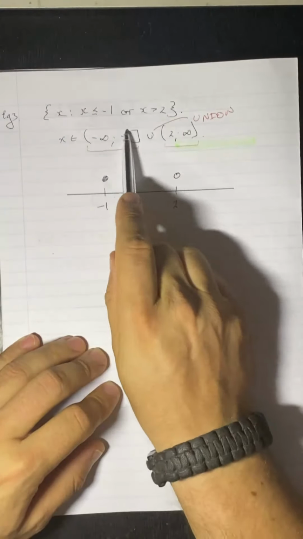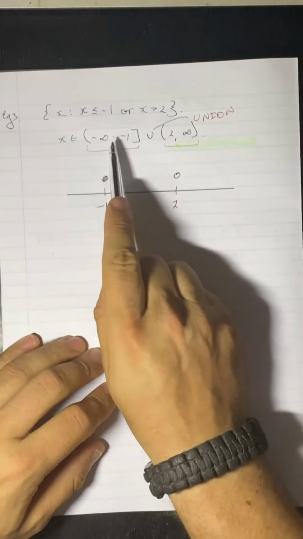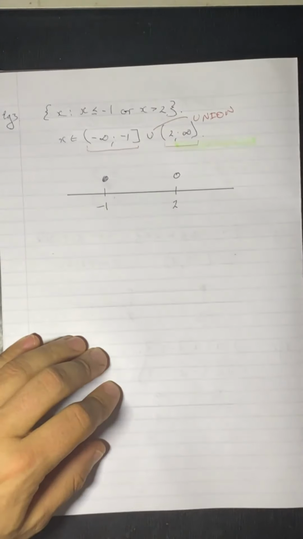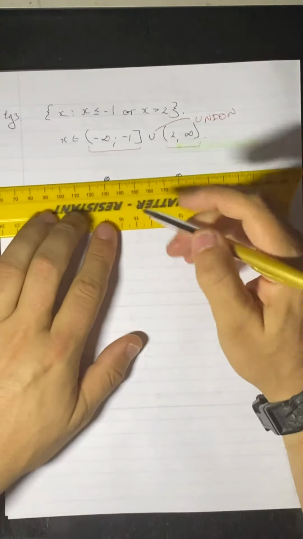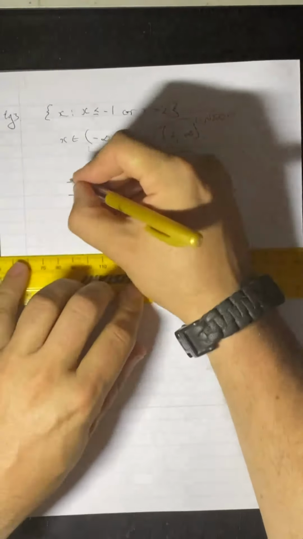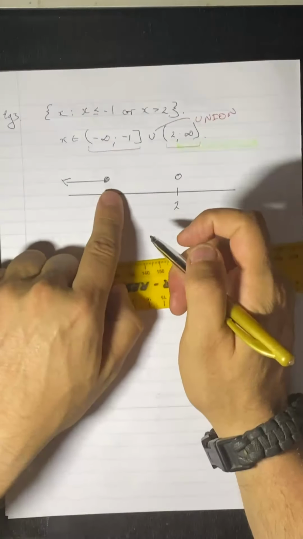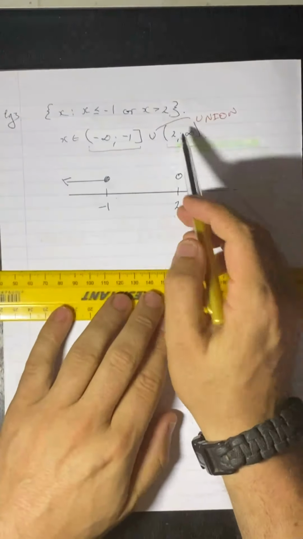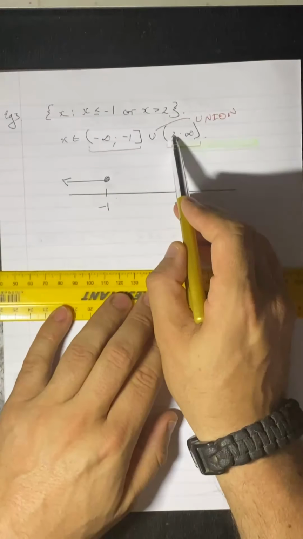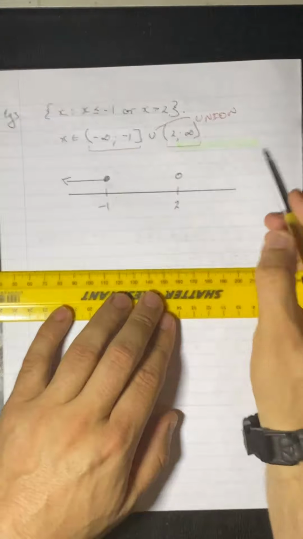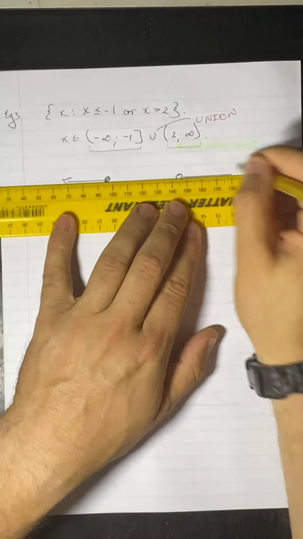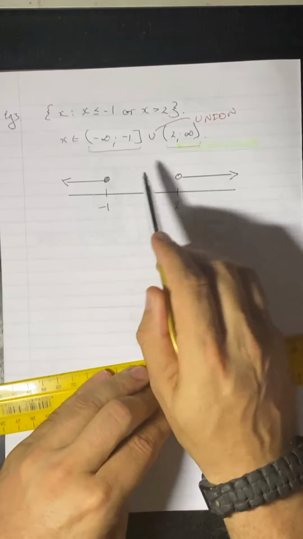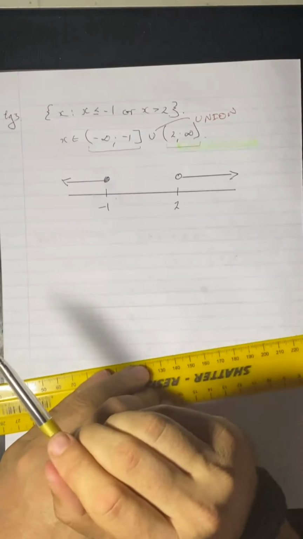Now, if I focus just on this one, it is saying that x must lie from minus infinity up to -1. So our line is going to go in this direction, from -1 down to minus infinity. That one is done now. If we focus on this one here, we are going from 2 up to infinity. As you can see, there is nothing that lies between -1 and 2.